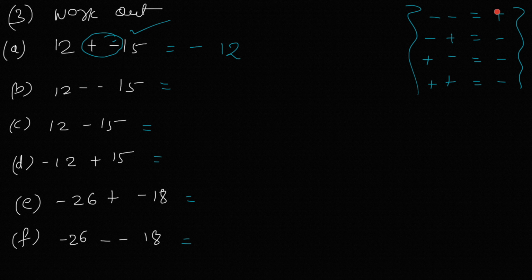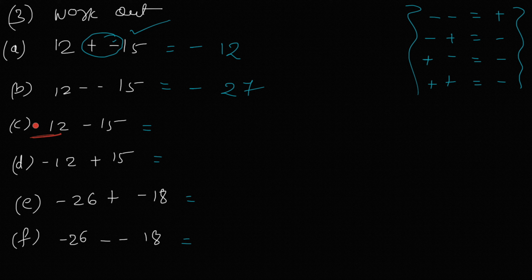Negative negative is positive, and we're gonna write the sign of the greater number. The sign of the greater number is negative. We're gonna write negative, and negative negative is positive, so 12 plus 15 is 27. Great.